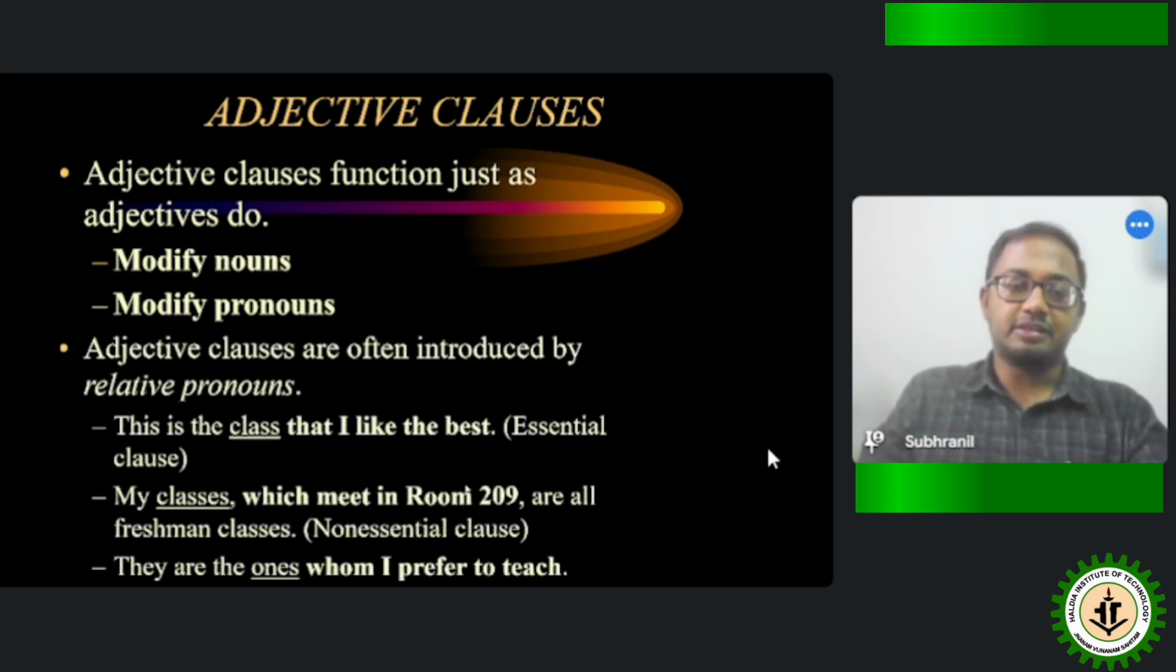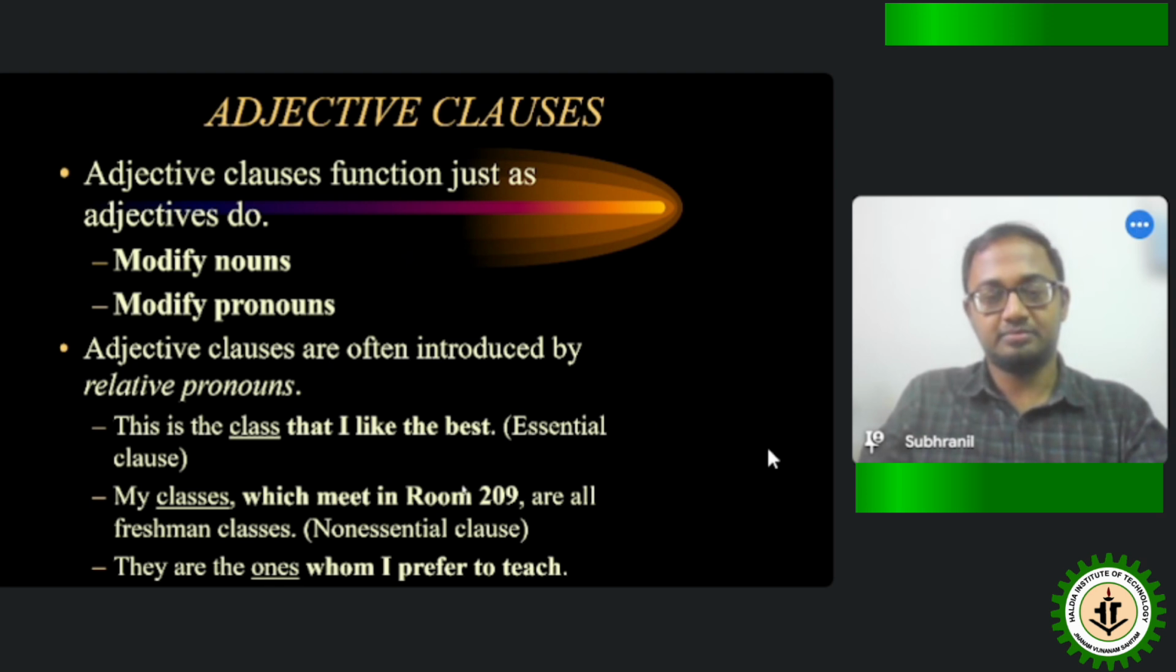Adjective clauses are often introduced by relative pronouns as well. For example, this is the class that I like the best. Here, that is the relative pronoun. I like the best is the adjective clause. That I like the best.